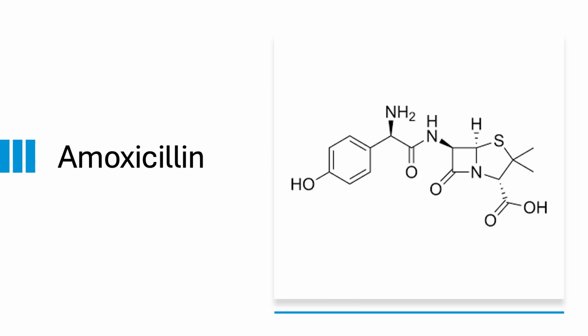Then to the beta-lactam ring, we'll make a substitution with an amide. Then we'll attach an amino group, a phenyl group and OH. So let me demonstrate how to draw the structure.